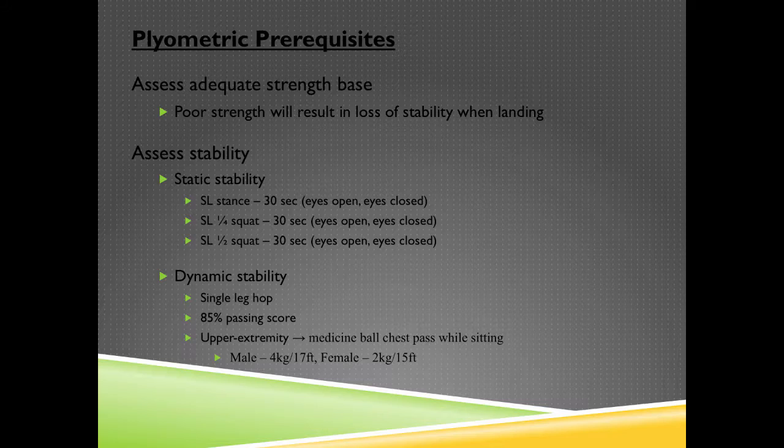For the upper extremity, you can do a medicine ball chest pass while in sitting. So males should be able to throw a 4-kilogram ball at least 17 feet, whereas a female should be able to throw a 2-kilogram ball 15 feet.